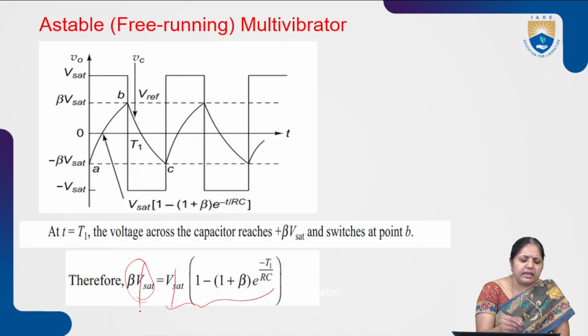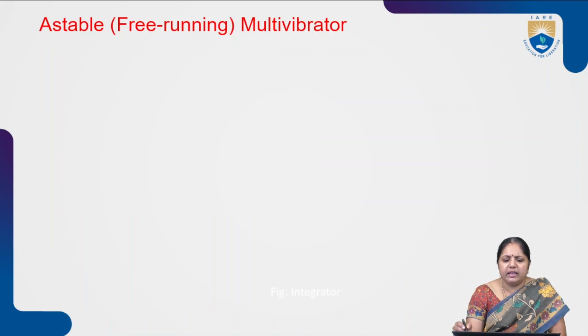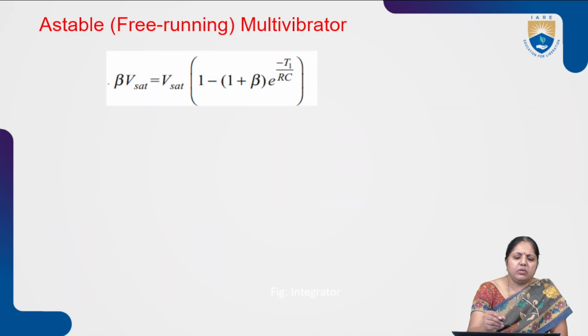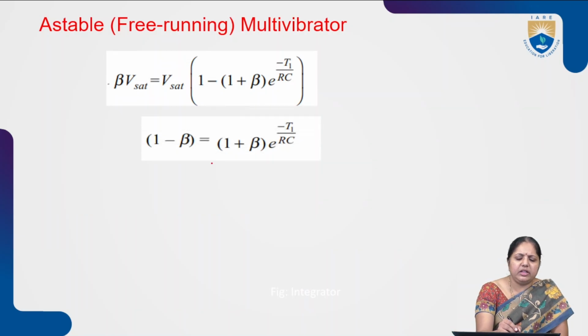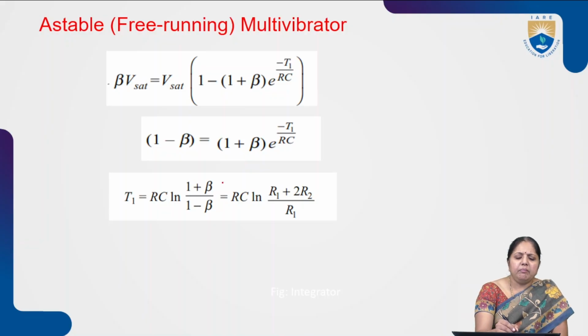In this one, I can cancel the Vsat and Vsat in the entire equation. After cancellation, if I write the expression for time t1, you get the equation like this. Simplify this equation. Finally, T1 equals RC into ln of 1 plus beta by 1 minus beta. So what is beta? Beta is nothing but R2 by R1 plus R2. Just substitute beta by R2 by R1 plus R2, simplify the equation, and you will get the answer of this form.